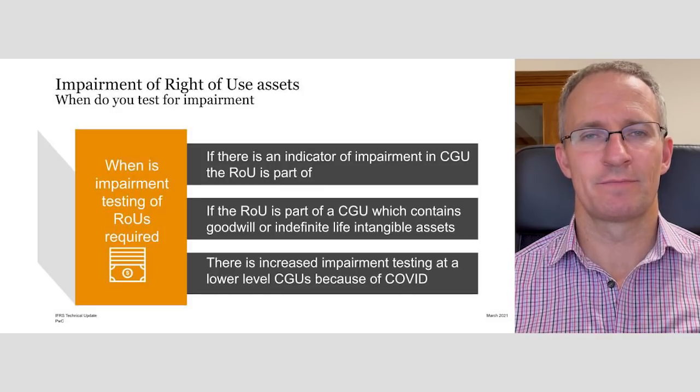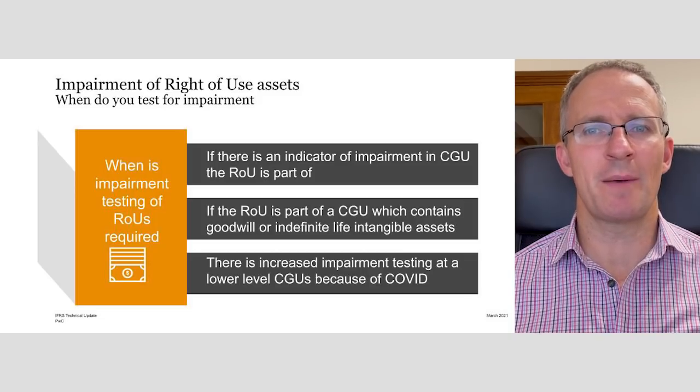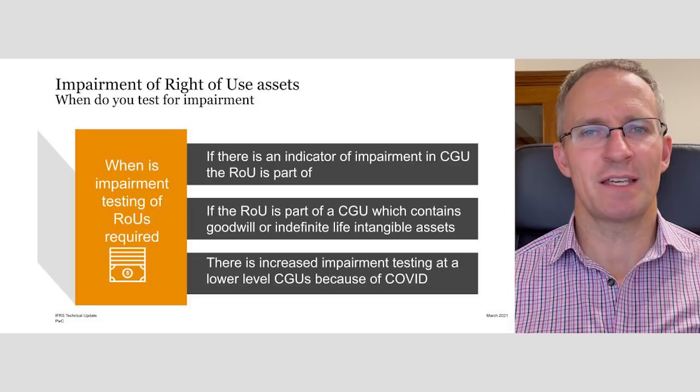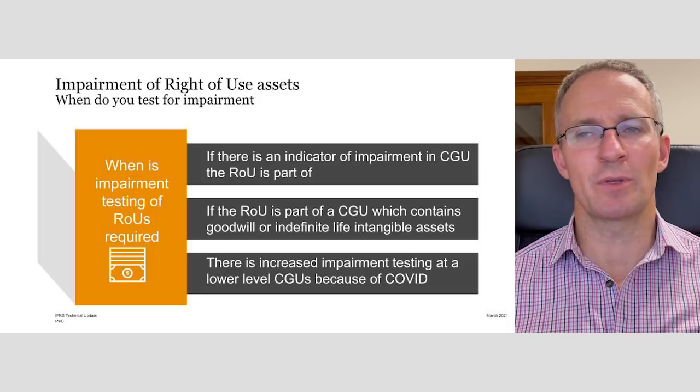When do you test? The general requirement of IAS 36 is that assets are tested for impairment when there is an impairment indicator, and this includes right-of-use assets. Where the right-of-use asset is part of a CGU that contains goodwill, indefinite life intangible assets, or intangible and other assets that are not yet ready for use, it will be included as part of the annual impairment requirement.